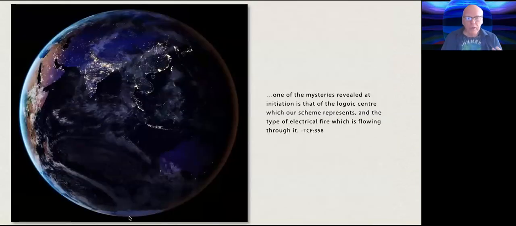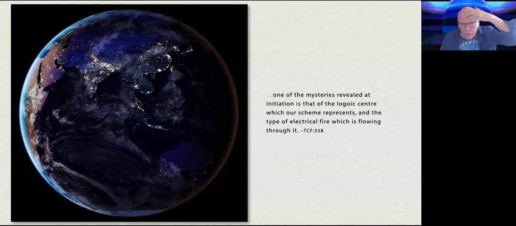As to our Earth, DK says, "One of the mysteries revealed in initiation is that of the logoic center which our scheme represents, and the type of electrical fire which is flowing through it." There's some reference to the idea that at least temporarily we represent the base of the spine center of the solar logos, but for the most part, these centers are not given. However, Venus and Saturn definitely are given.